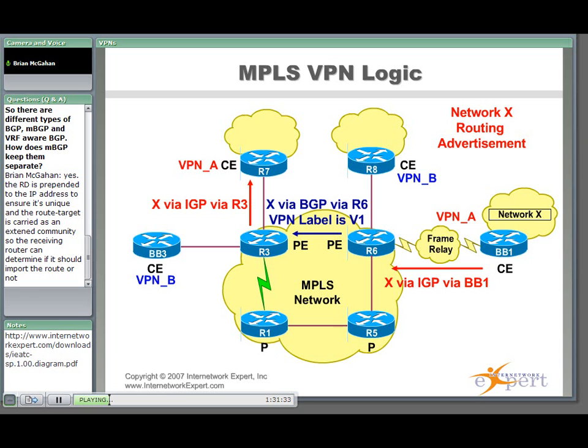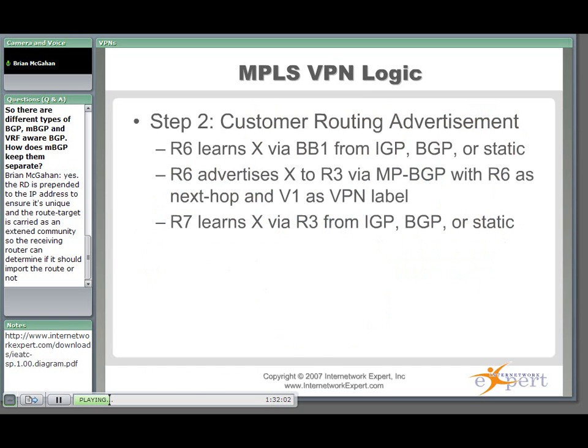Then router 3 is going to take this and advertise it to the customer edge, which is router 7, which could be through IGP, BGP, or router 7 could just be using a default route or a static route. But the key here with MPLS is this exchange between router 3 and 6, advertising, in addition to the regular label that was advertised through LDP or TDP, a VPN label that is distributed via multiprotocol BGP.